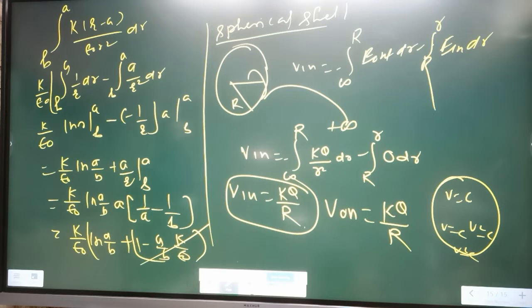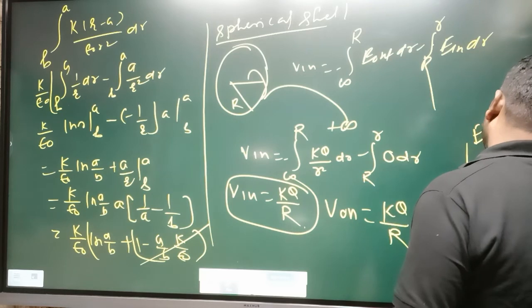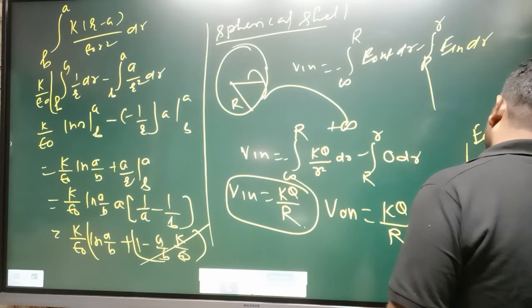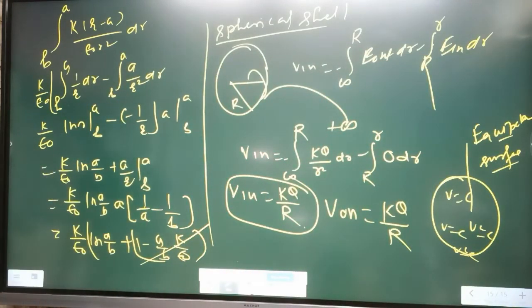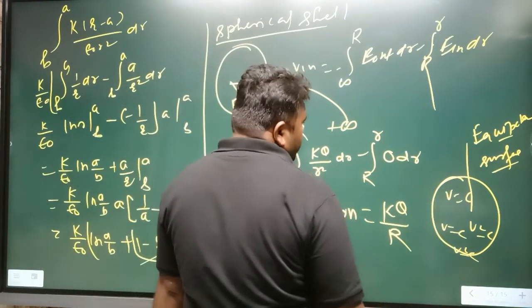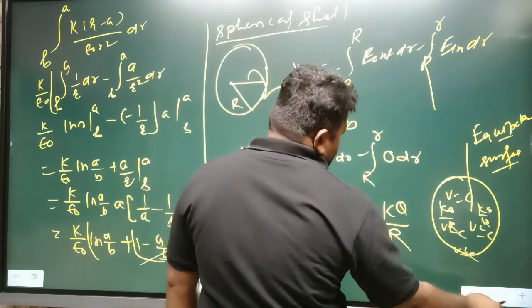Capital R to 0. Again, we are getting potential same or different? Same, because the second part integration is equal to how much? 0. This surface is known as equipotential surface. Equipotential surface means at all points potential is constant. Whatever we get, KQ upon R, we can find out that everywhere we are getting the KQ upon R value. Got it? Next.